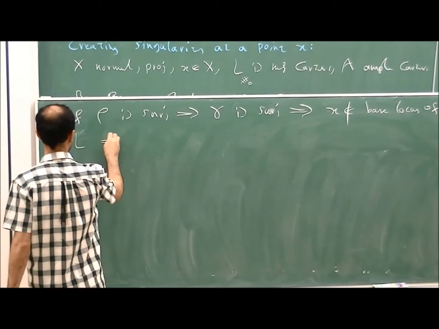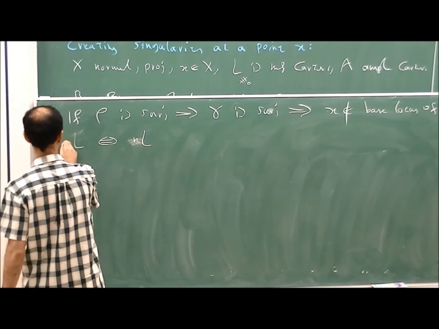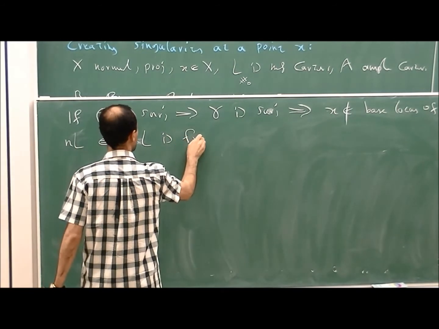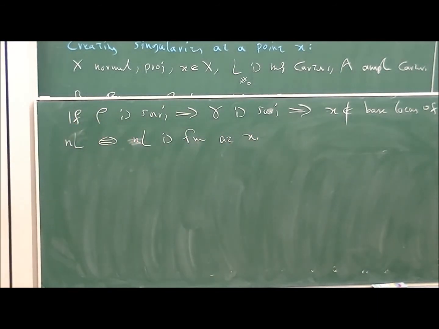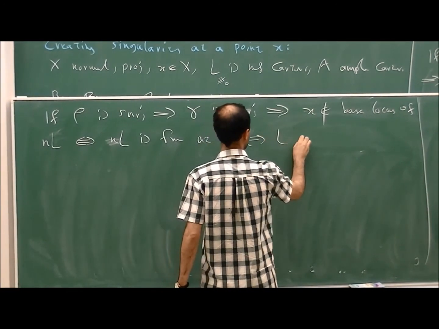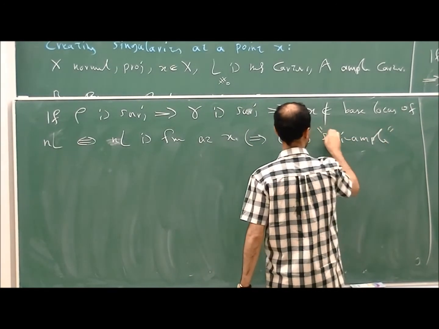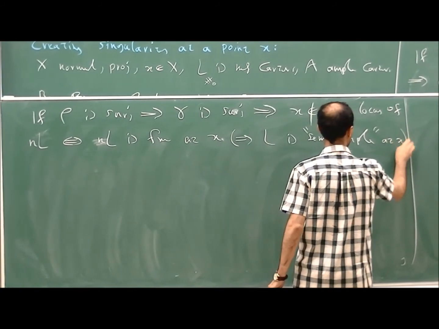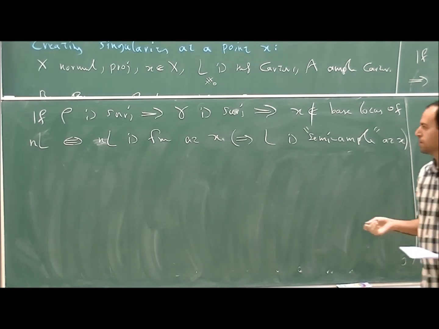So in other words, it means that L is free, and L is a free divisor at that point. So in other words, nL is semi-ample, or L is semi-ample at this given point X. But the X was chosen to be arbitrary. So you apply the same argument at every point, and it shows that, in fact, L is semi-ample.